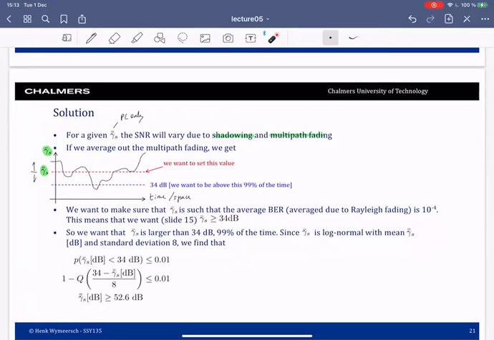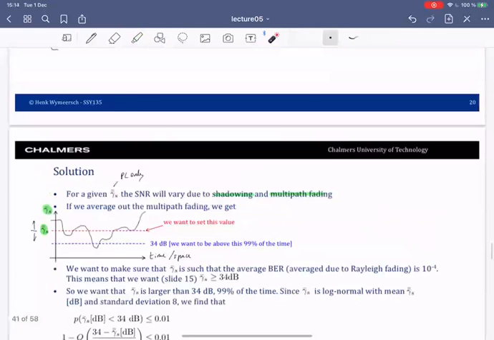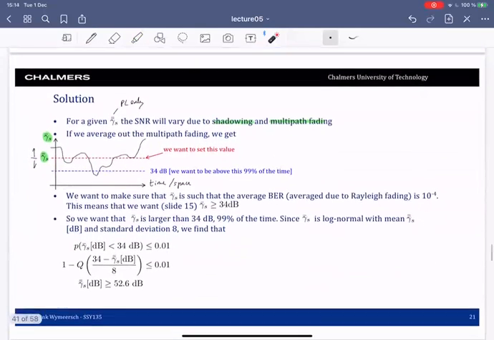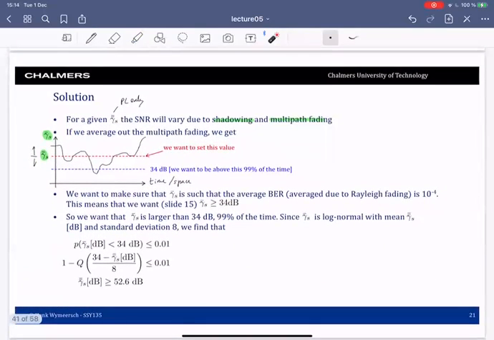Okay, and we want to make sure that we meet this average symbol error rate. Let's see, what was the requirement? Average symbol error rate, 99% of the time. Good, so we want to make sure that gamma bar S is such that the average symbol error rate is 10 to the minus 4. And this should be achieved 99% of the time.